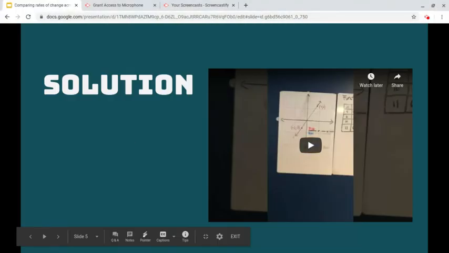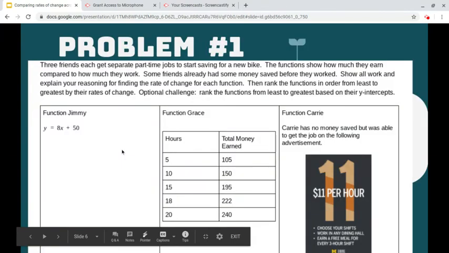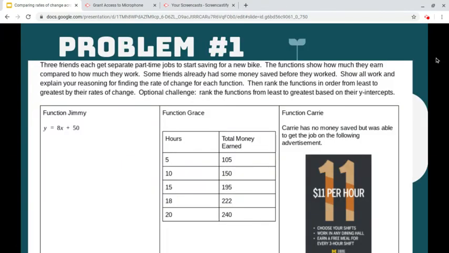Okay, so there's my video. And then here are the two problems that I want you to work through. So problem one is very similar. You want to read the directions carefully. The three friends each get separate part-time jobs to start saving for a new bike. The functions show how much they earn compared to how much they work.